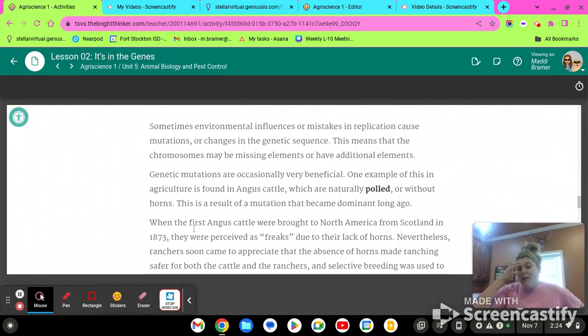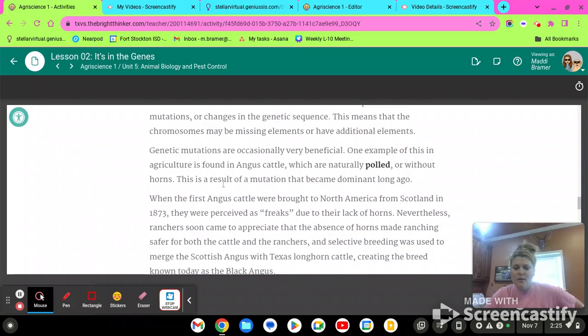So it says sometimes environmental influences or mistakes can cause mutations, changes in the genetic sequence. So this may mean that chromosomes may be missing elements or have added them. So genetic mutations are occasionally really beneficial. An example in ag is Angus cattle. Usually if you see a black cow, that's an Angus cow, or it has some sort of Angus in it, right? That's the popular beef cow that we see. They're naturally polled, and polled means that they don't have any horns. Okay, this was a mutation that became dominant long ago.